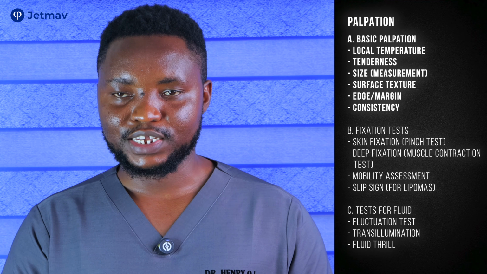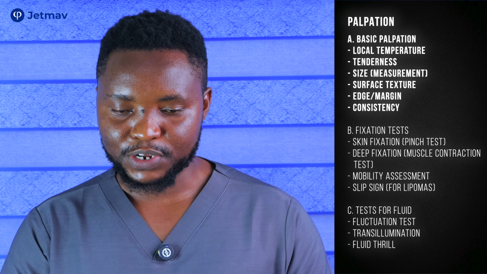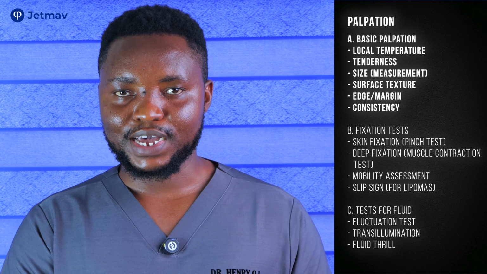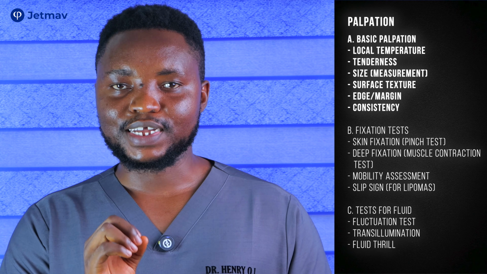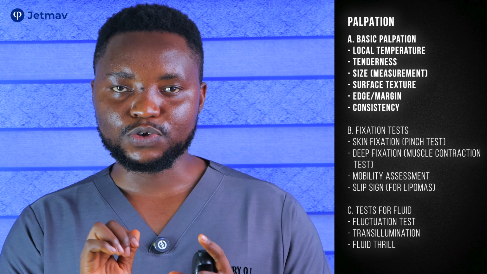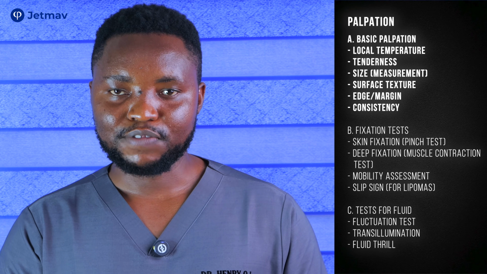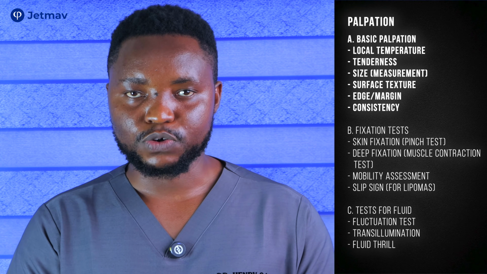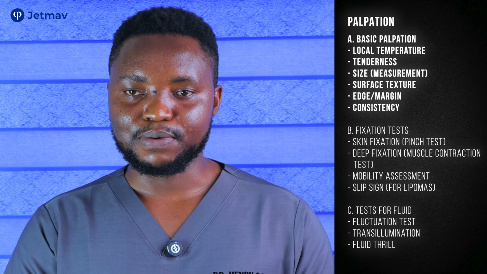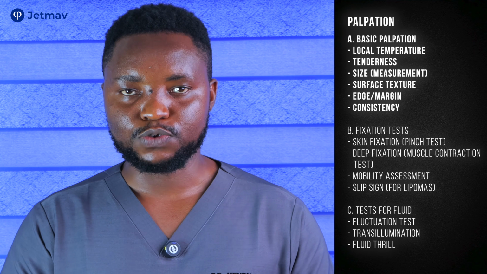Then on palpation, you are going to start by noting the local or the differential warmth, or the local temperature of the mass, by comparing it with a normal location. Then you also check the tenderness of the mass. You're also going to use a tape to measure the size of the mass in at least 2 dimensions. If the mass is too large, you can also measure the 3rd dimension, which is the height. So you must note the size of the mass with a tape in 2 dimensions.